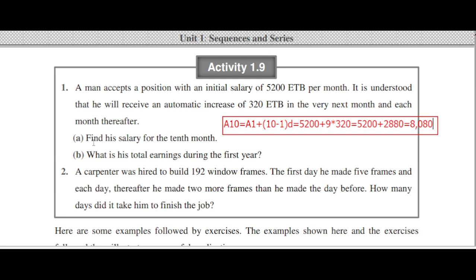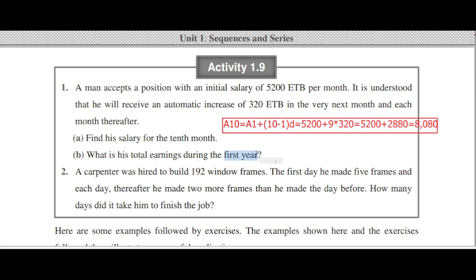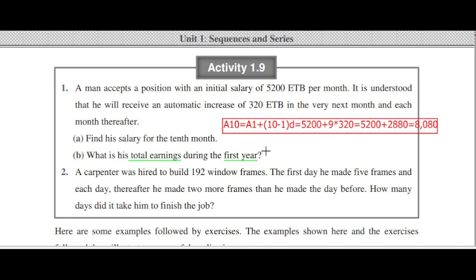Now let's do question number B. What is his total earnings during the first year? During the first year, how many months are there here? 12 months. So what we want to find is the total earnings, S12. In one year we have 12 months.